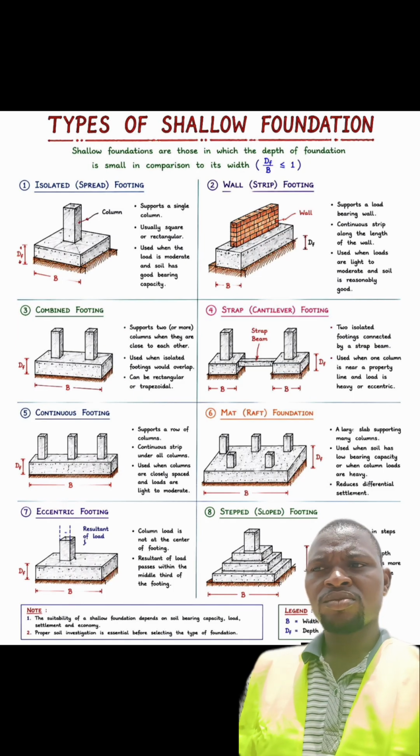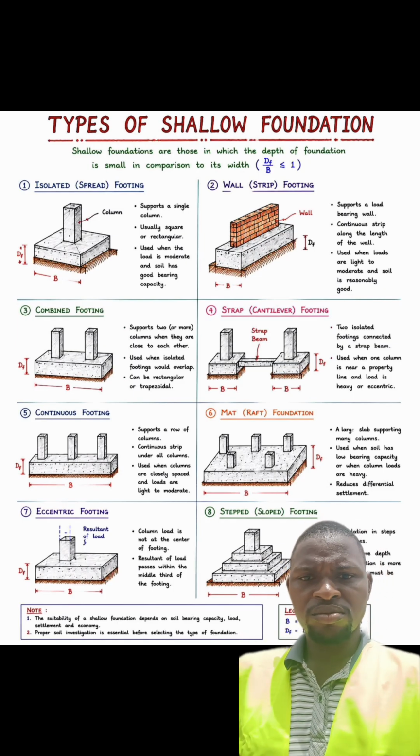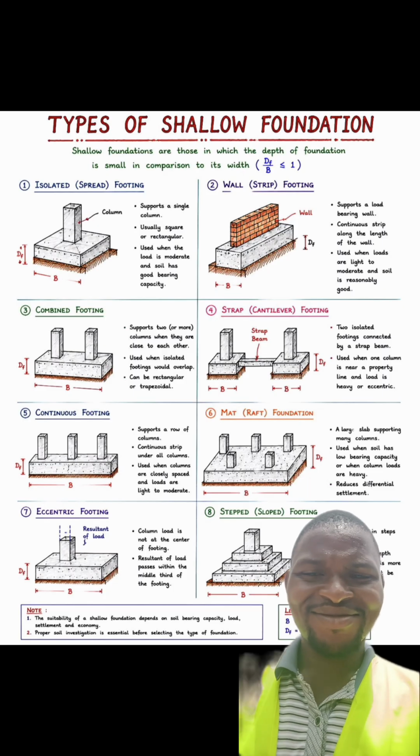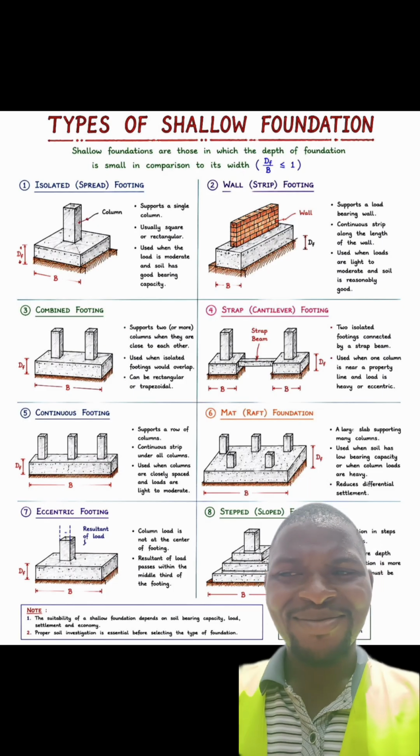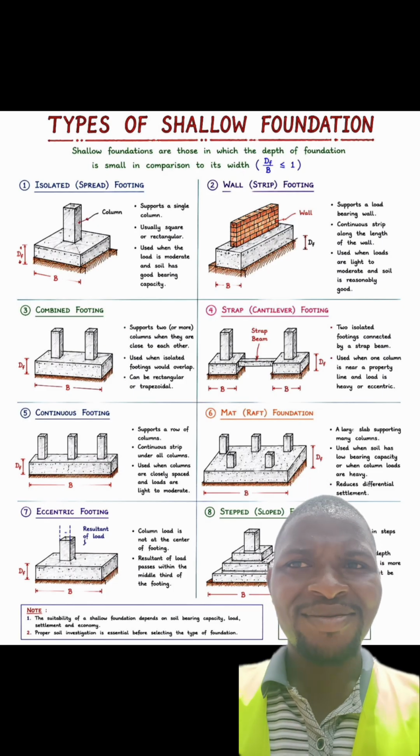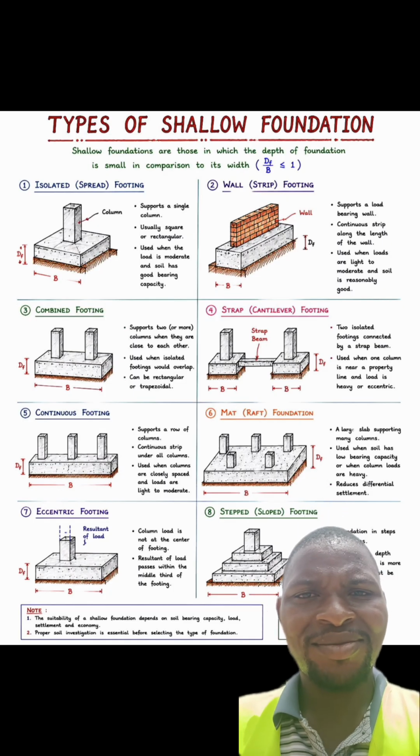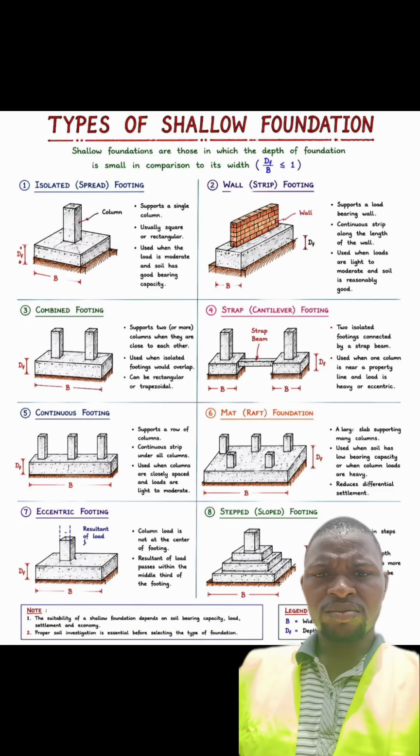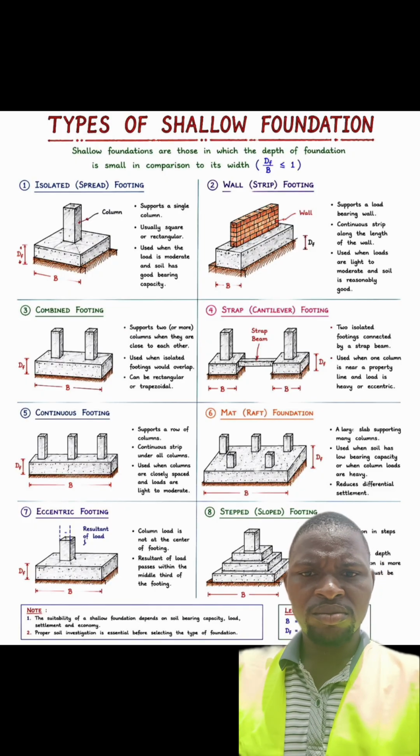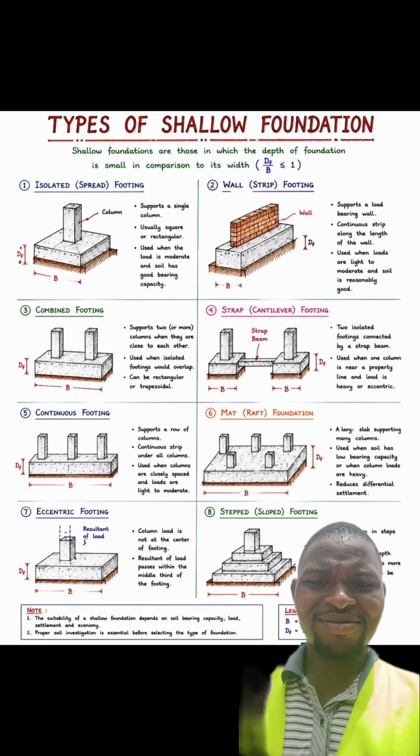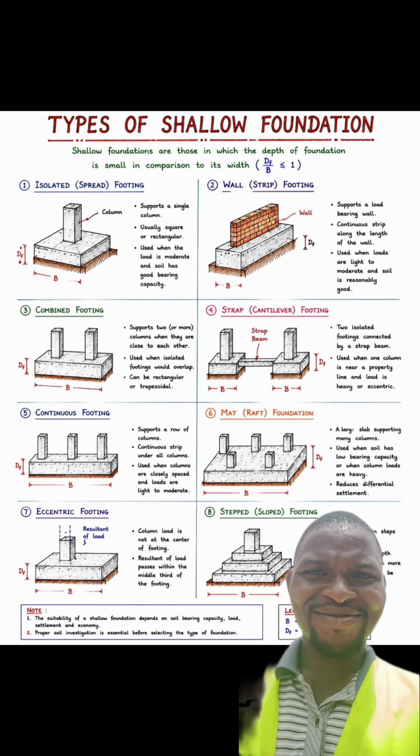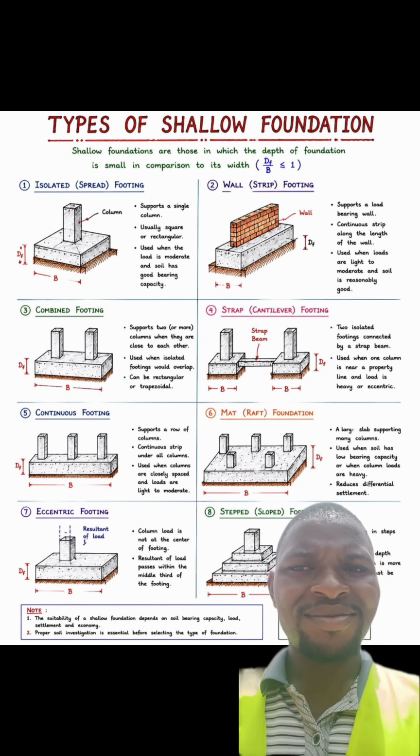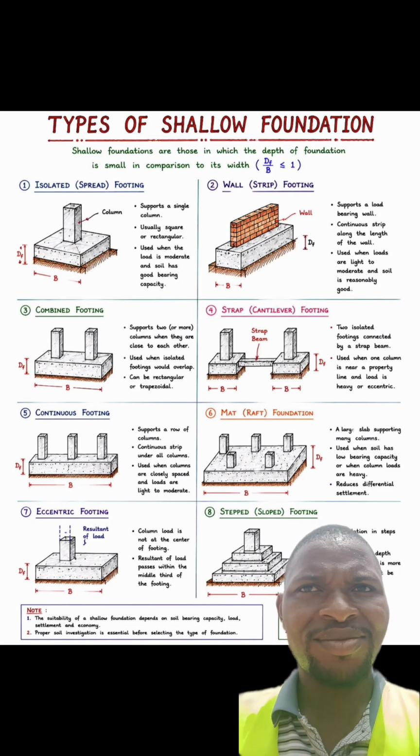Then we have the wall strip footing. Wall strip footings support a load bearing wall. It's actually used to support a load bearing wall, as a continuous strip along the length of the wall. It's used when loads are light to moderate and the soil is reasonably good. So if your soil is considerably good, you can actually use this strip footing.